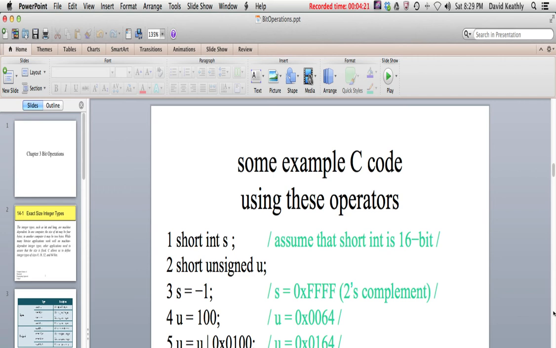We haven't talked about machine representations yet, but when you take a value like 1, for example, let me bring up like a little notepad.